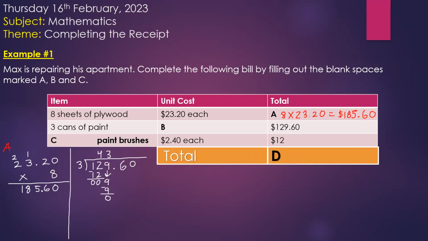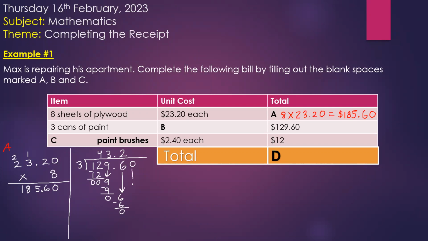At this point, what do we do? Move to the next number. We have to put the decimal point, remember? Then we bring down the 6. How many times does 3 go into 6? Twice. 6 minus 6 is 0.